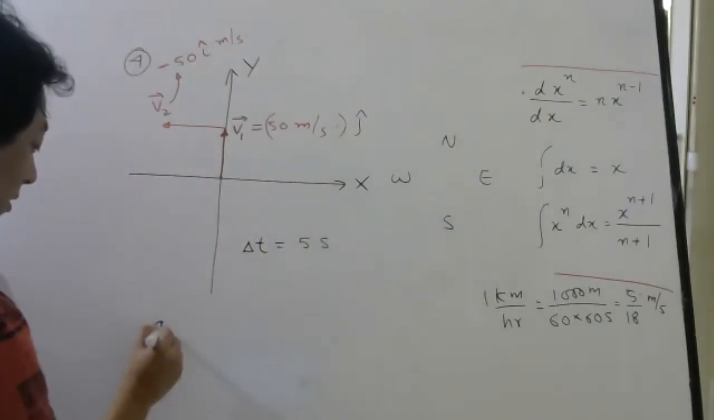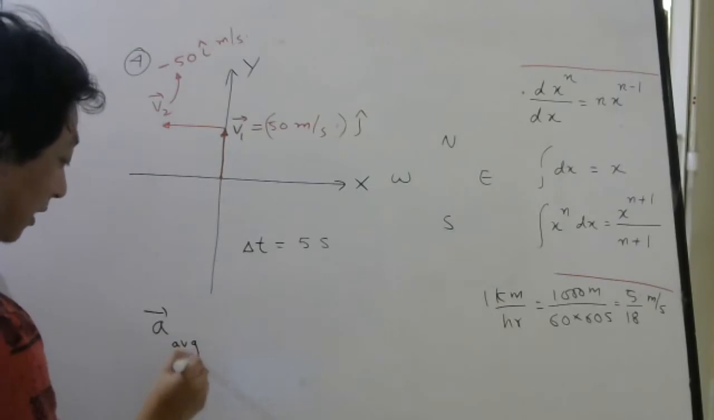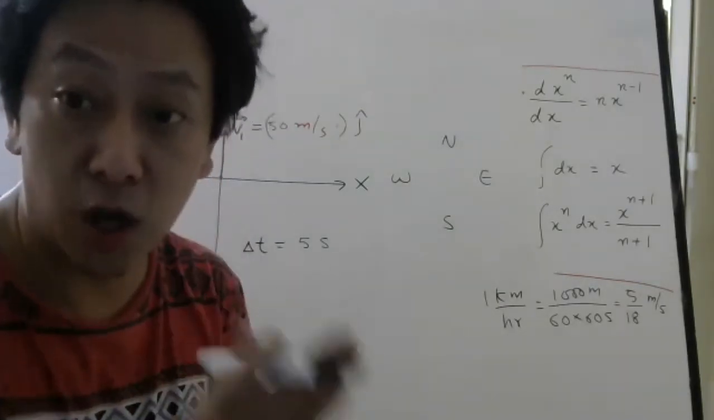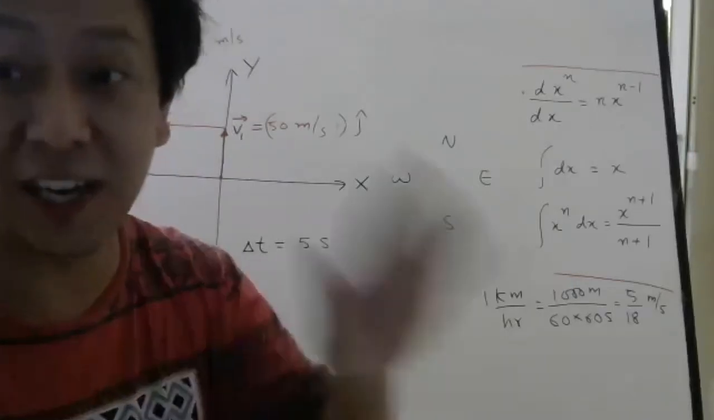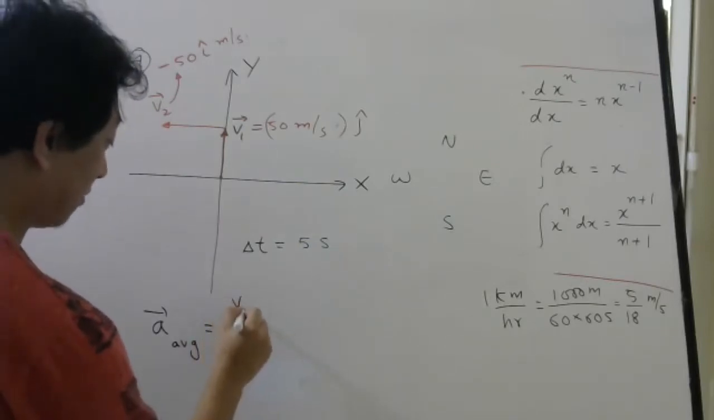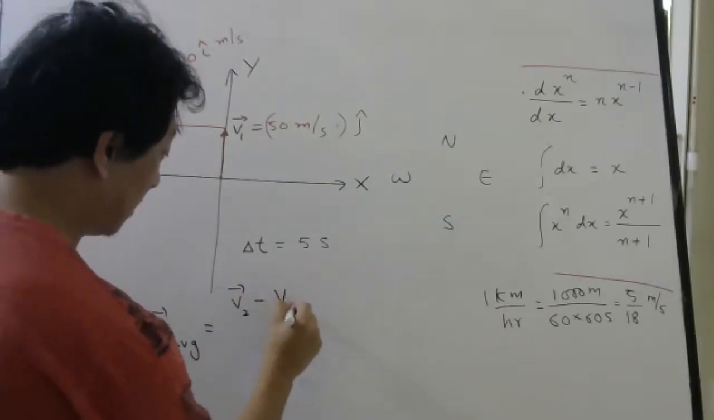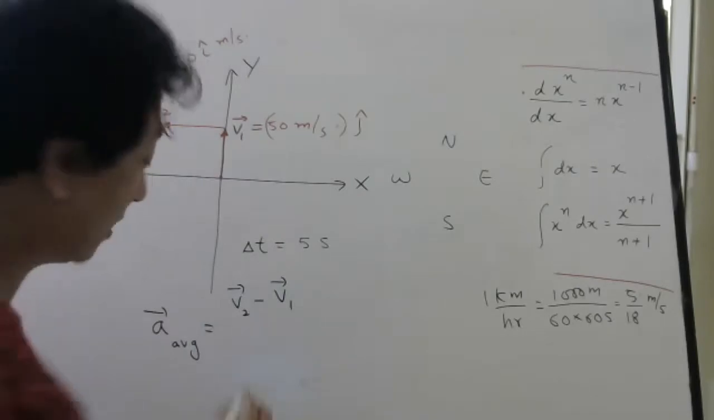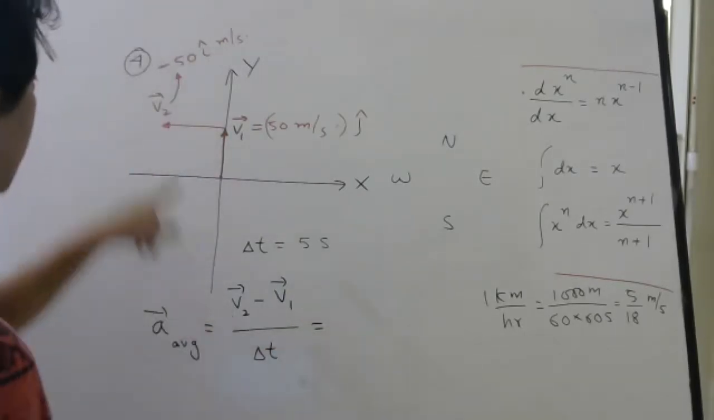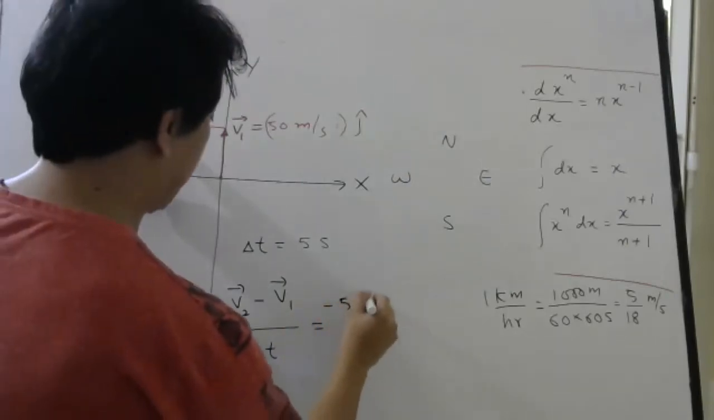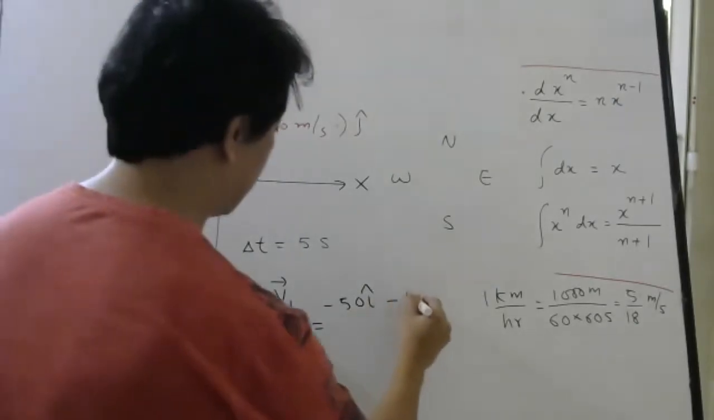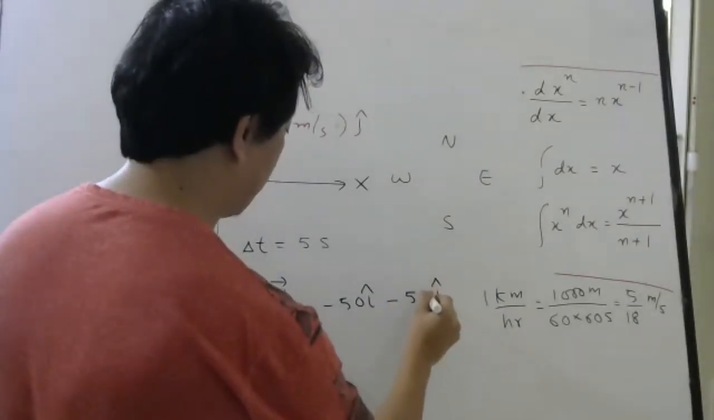Now, what is the formula for average acceleration? Now we have to do it in vector. Students, now we have to use vector because it is no longer motion in a straight line. It is going like this, then like this. So what is the formula? Final velocity minus initial velocity vector divided by time. Now what is final velocity? Minus 50 I cap, minus what is V1, plus 50 J cap.